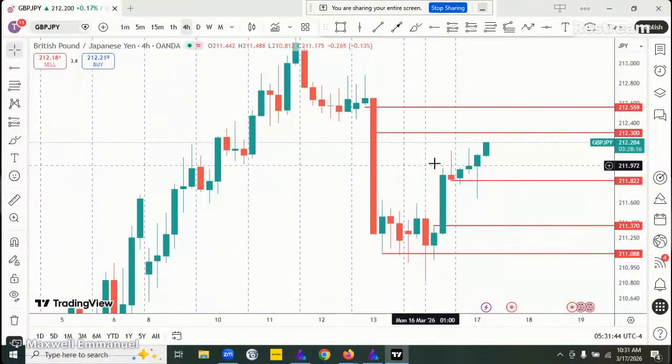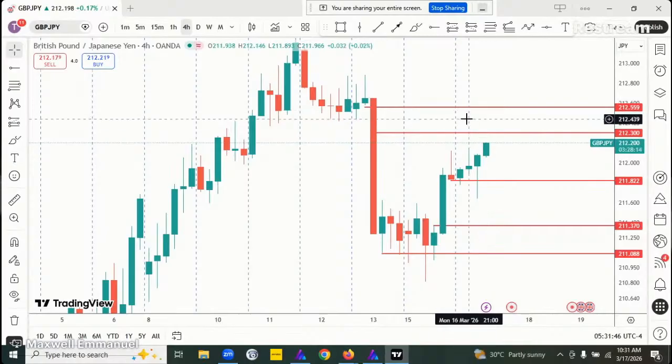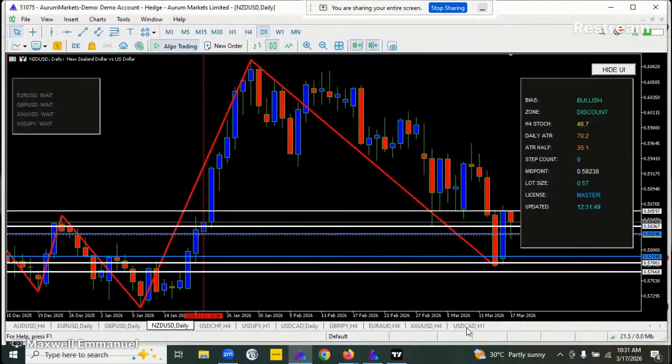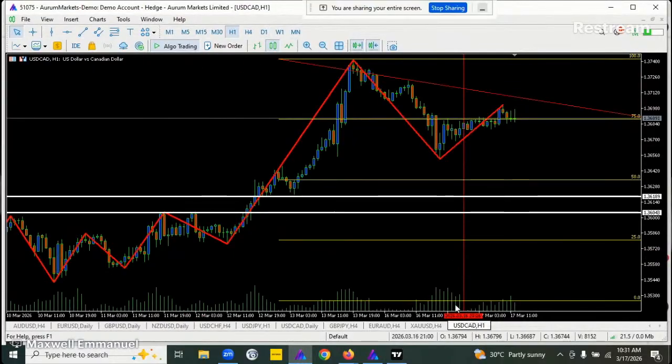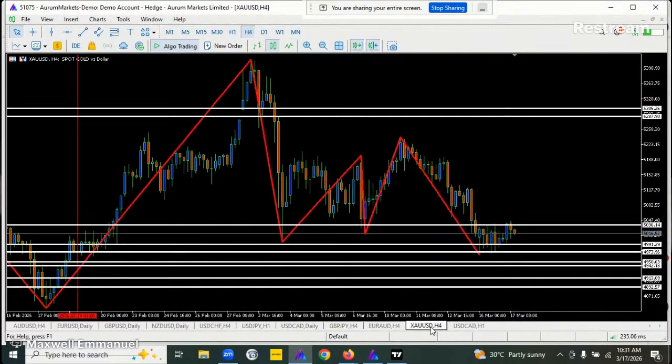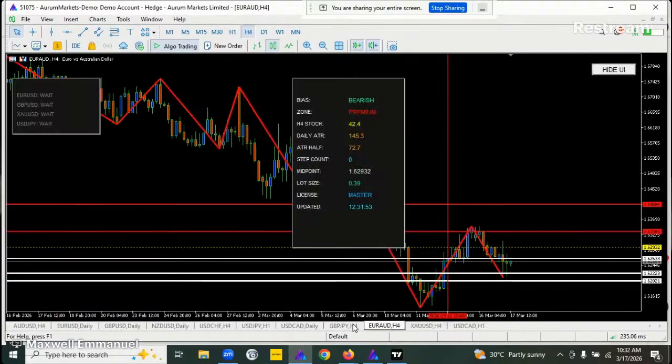GJ is still flying. GJ is going to fill this fair value gap. GJ is flying. Let's see. USD CAD should be bearish. USD CAD is going to sell. Gold also will sell. Euro also.